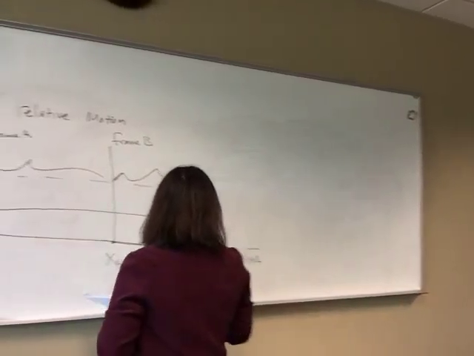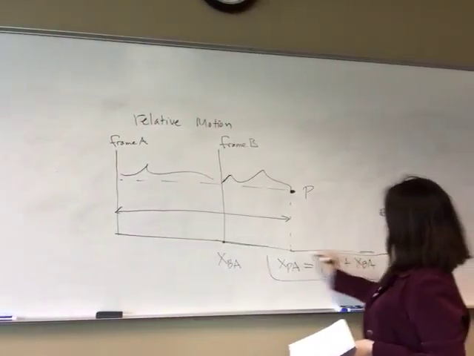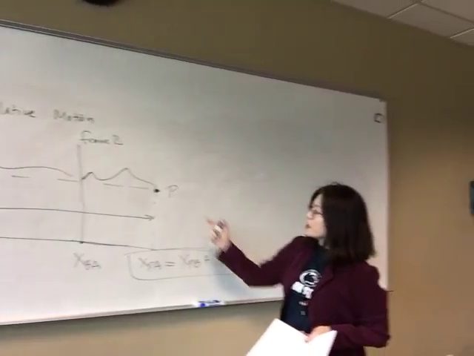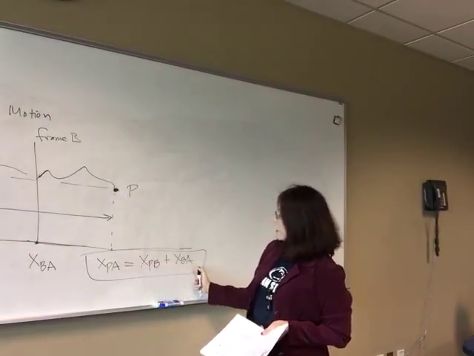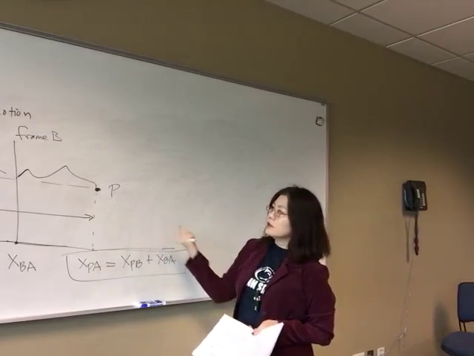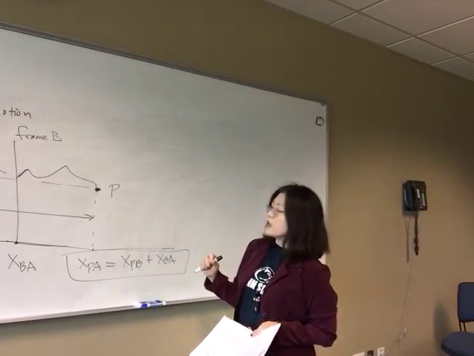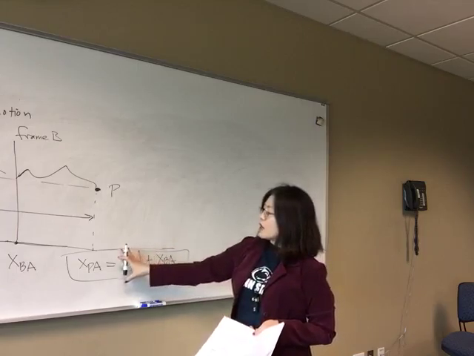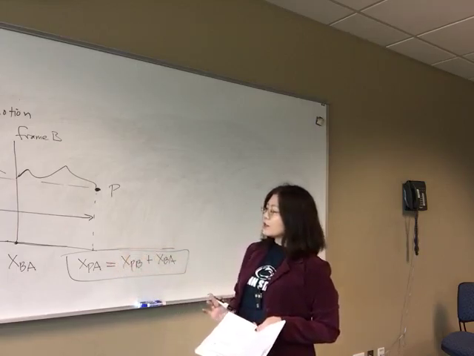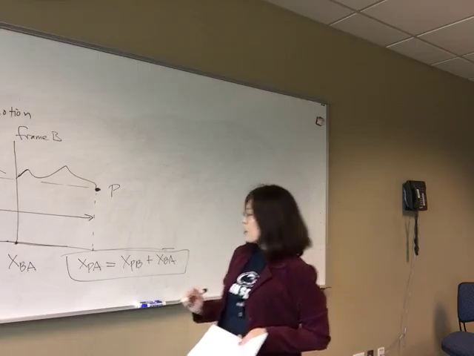And so in that case, we associate the position of this object in frame A and frame B, and they differ by the separation between frame A and frame B. So if we look at this, we can actually take the time derivative of this to see how the velocities are in relation to each other.